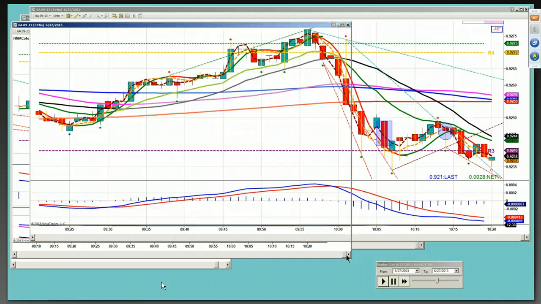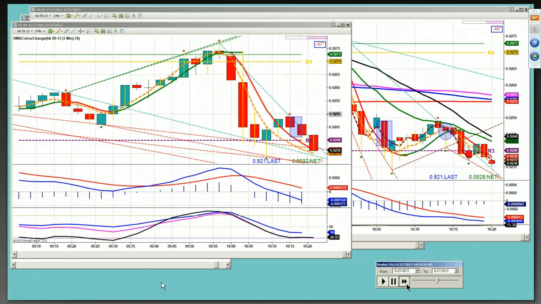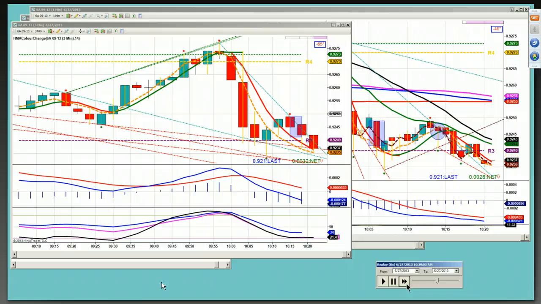I'm going to speed this up because I want to show you a couple more examples. And we still got time here. We'll get to trade a couple. Now watch here.